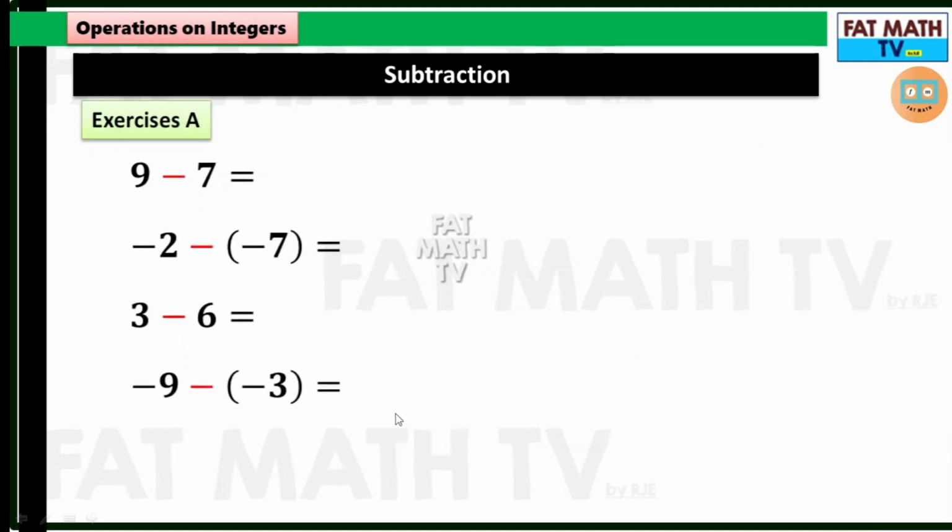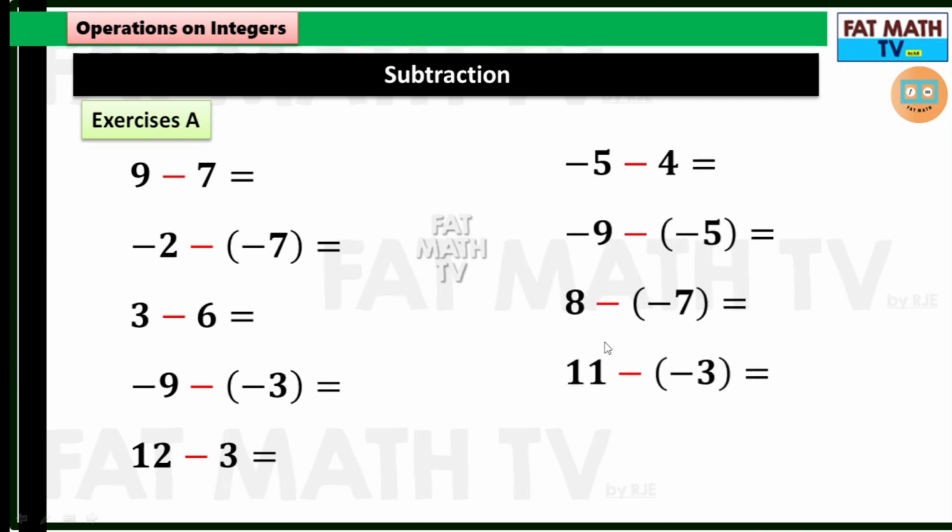Okay, we have 3 sets of exercises here because I believe that subtraction among the 4 operations is the most difficult or most challenging for many learners. Okay, let's answer. We have here 9 minus positive 7, negative 2 minus negative 7, positive 3 minus positive 6, negative 9 minus negative 3, positive 12 minus positive 3, negative 5 minus positive 4, negative 9 minus negative 5, 8 minus negative 7, 11 minus negative 3, and negative 1 minus positive 1.